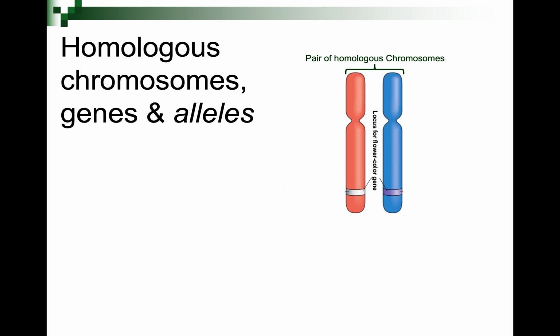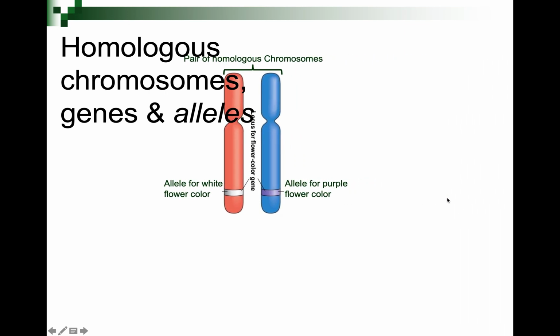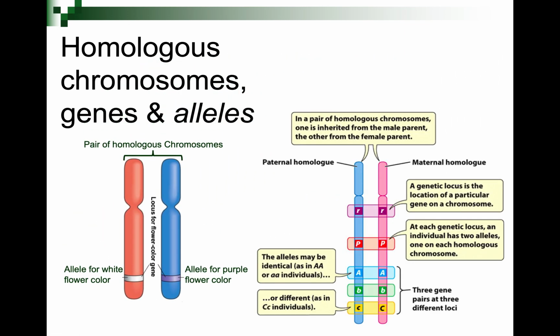Here is your pair of homologous chromosomes, one from mom, one from dad, just sticking with the current color stereotypes. Here you've got the same gene, but in this case, let's talk about plants. This is going to be an allele for white flower color, and this is going to be an allele for purple flower color. Same gene, but the alleles have different results.